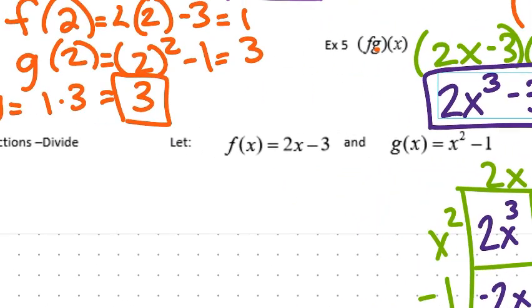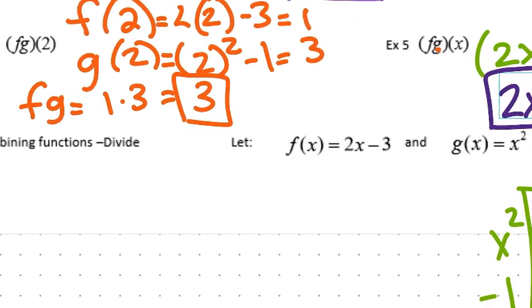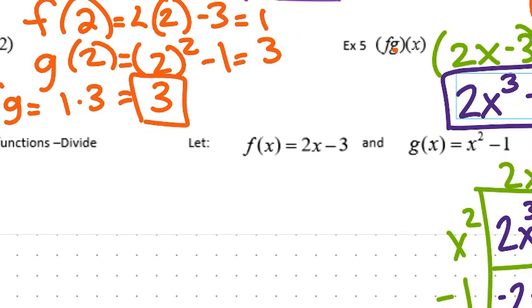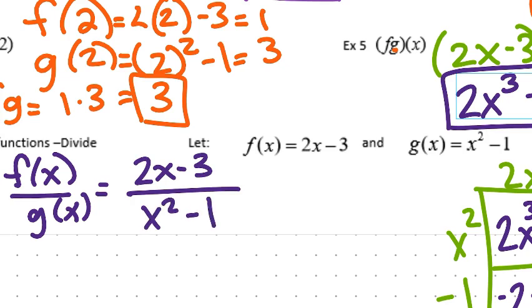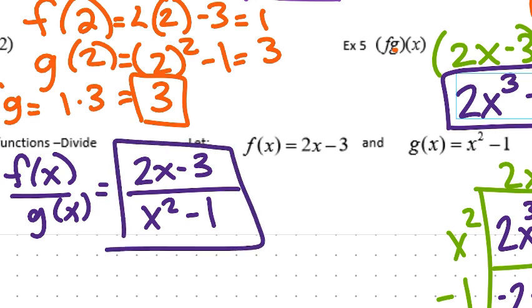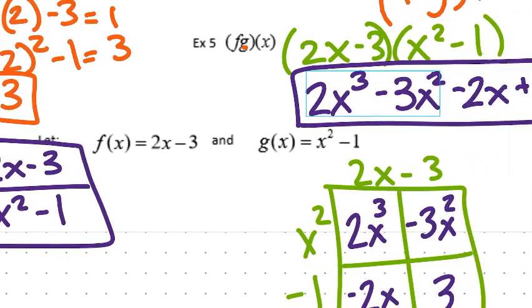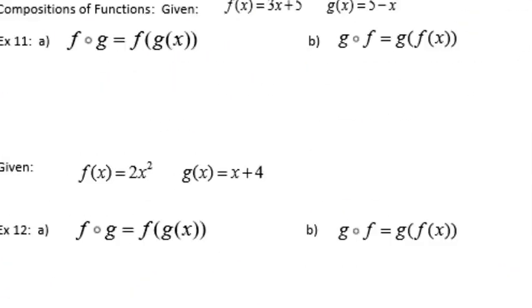Okay, let's go to combining functions with dividing. Let's do f of x divided by g of x. So we'll put the f of x on top, 2x minus 3 over x squared minus 1. And if you could simplify, you would, but this won't simplify, so we leave it. Okay, let's go to the next page.